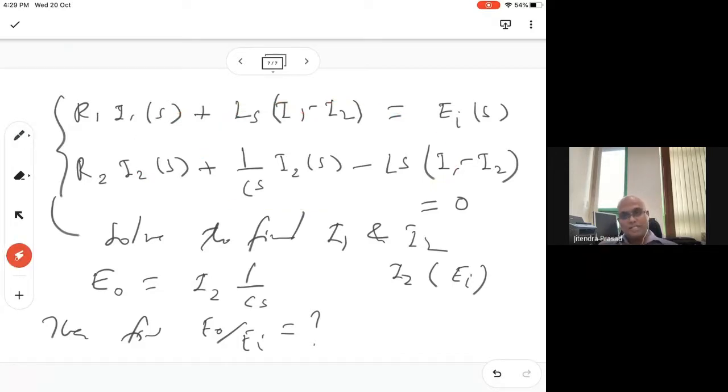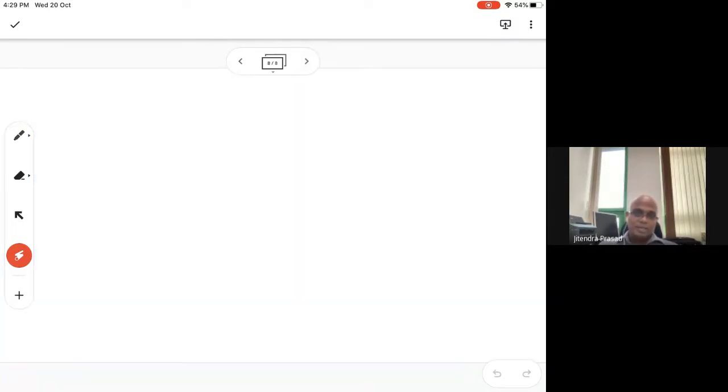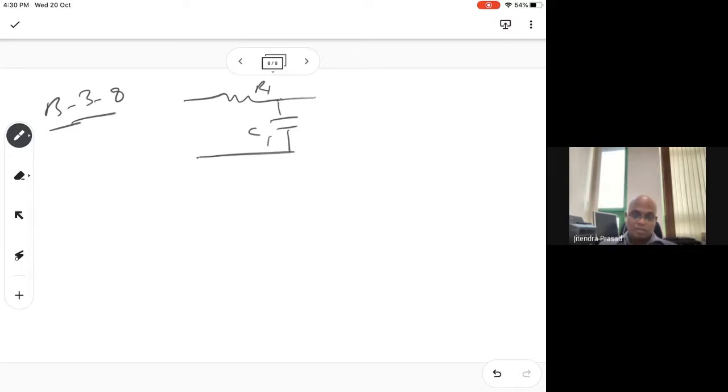Similarly for 3/8 also we can do. Yeah. So for 3/8 we have, instead of like that, these are just resistance and capacitors. So this is R1, C1, and then you have R2, and then C2, like this. Yeah, so similarly you can do.